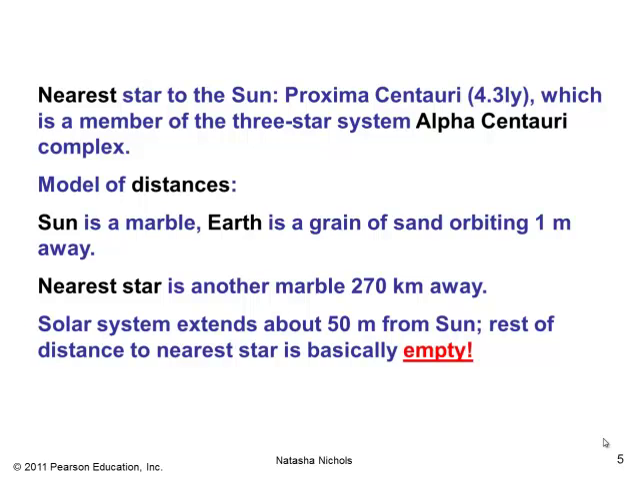The nearest star to that would be another marble, 270 kilometers away, so 270,000 meters away. Our own solar system extends about 50 meters from our marble sun. So the rest of that distance to the nearest star is basically empty. So it gives you an idea of the relationships we're talking about.